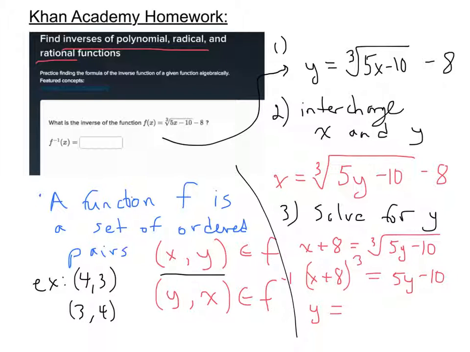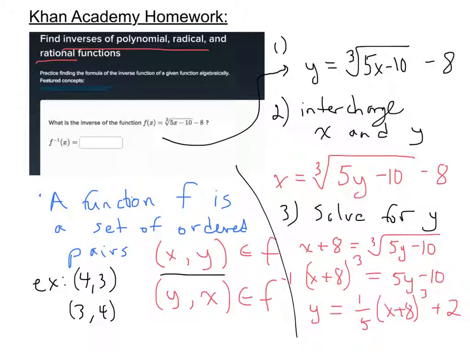and you should show those steps on a separate piece of paper, just to make sure you can do them correctly. But our final answer, you can write it like this: y equals 1/5 times (x plus 8) cubed. And then we're going to add 10 and divide by 5, so that'll be plus 2. And that is the inverse function of f.